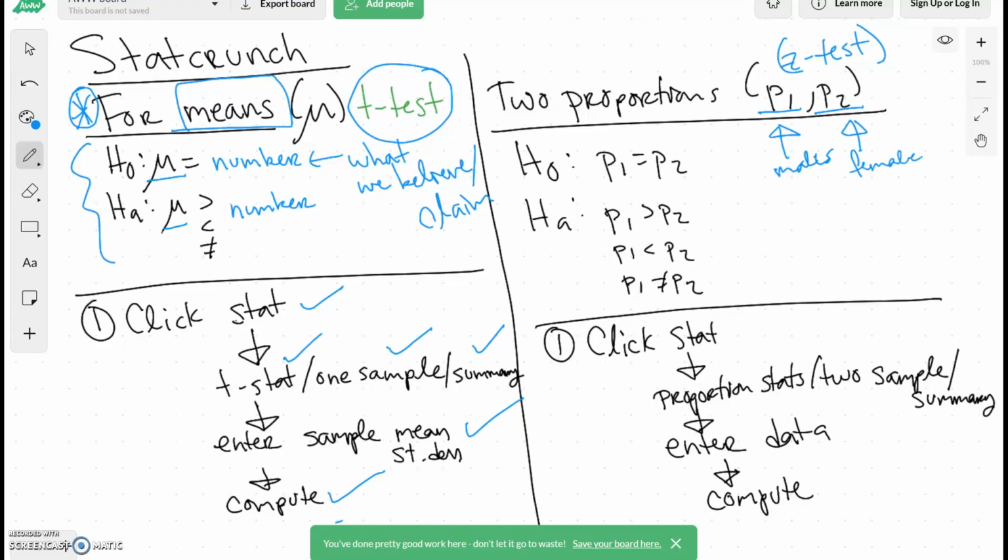We're comparing them. The null hypothesis is always going to be that P1 and P2 are equal to each other. And HA, the alternative hypothesis, can either be greater than, less than, or not equal to. So same exact thing, right? This one, we still click on Stat. Instead of clicking on T Stats, we're going to click on Proportion Stats, Two Sample, With Summary. We're going to enter our data, and then press Compute, okay?